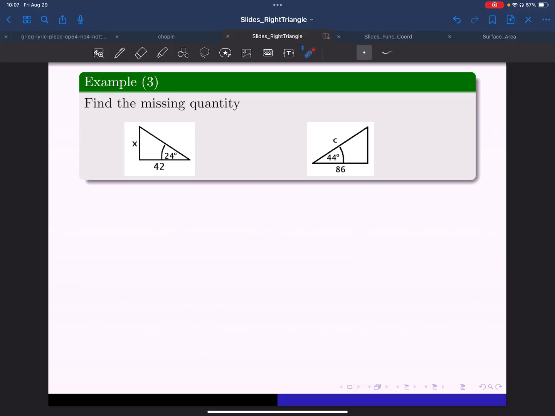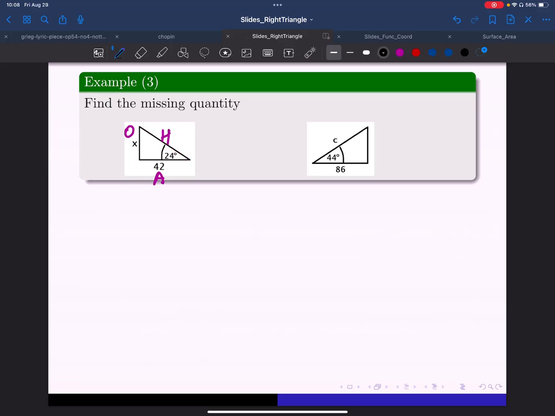Next example, find the missing quantities. So we need to find what is x. First we need to mark the sides regarding this angle. This side is straight opposite to that angle, so we mark it O for opposite. Then the side attached to that angle is adjacent, and the side opposite the right angle, the longer side, is the hypotenuse.